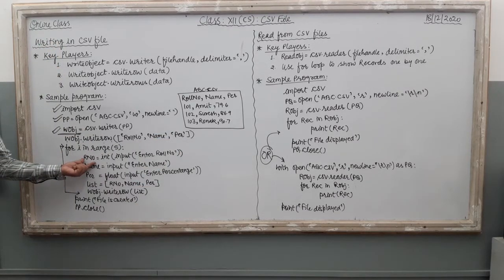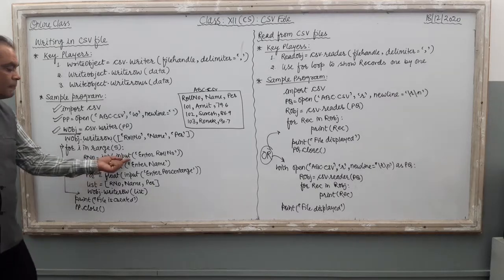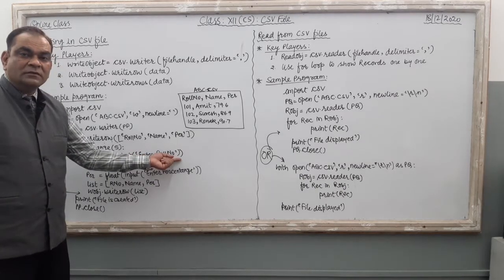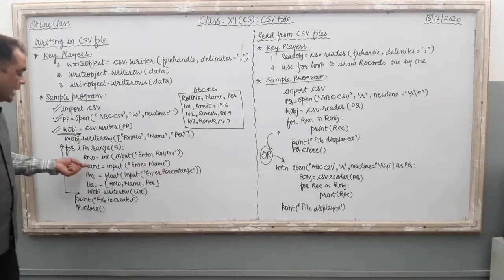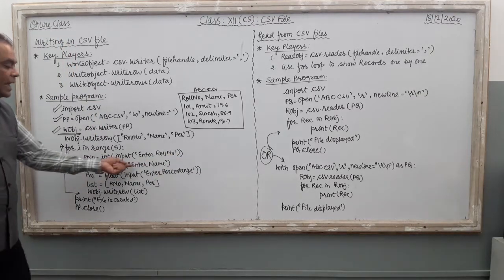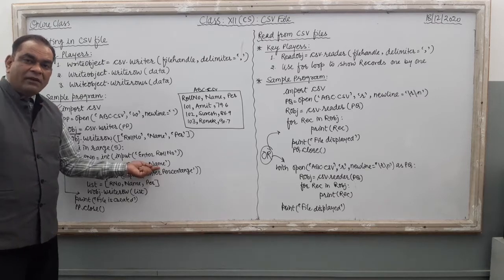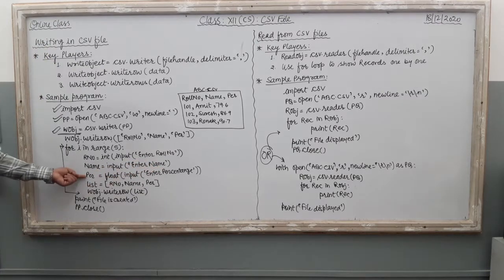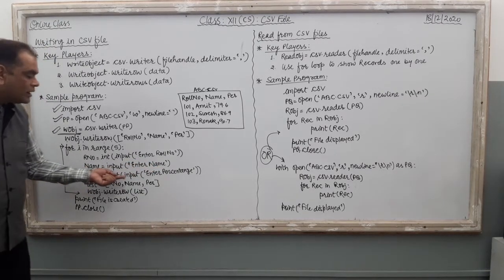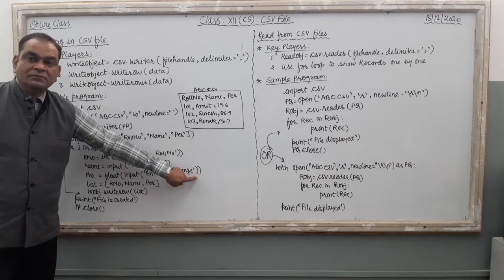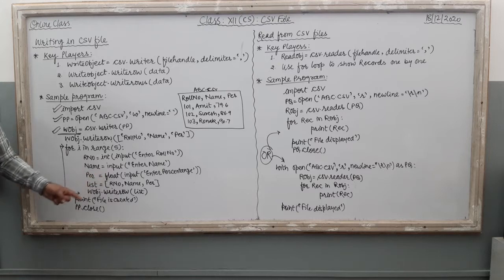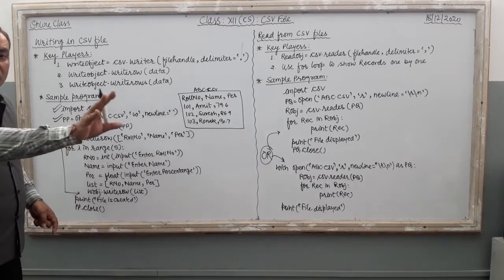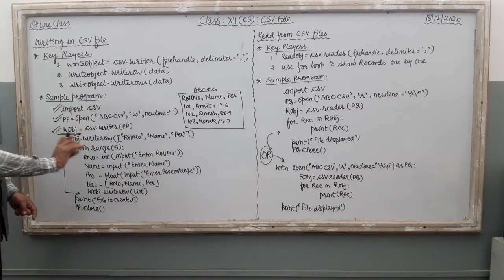Very first, rno equal to int input enter roll number. We are going to take the value of this roll number from the user. Then name equal to input enter name. Again the name value is entered by the user here. Then percentage equal to float input enter percentage. Clear? Means these 3 data are entered by the user in your Python program.